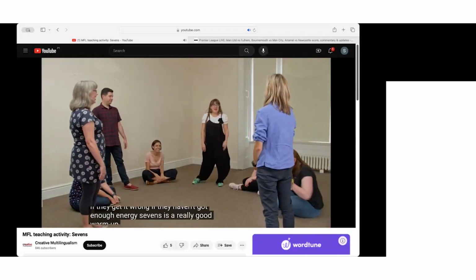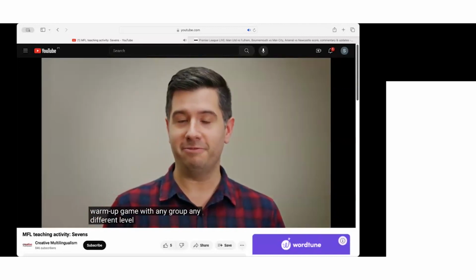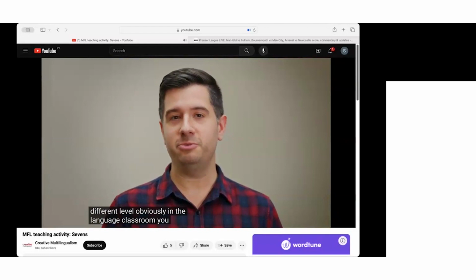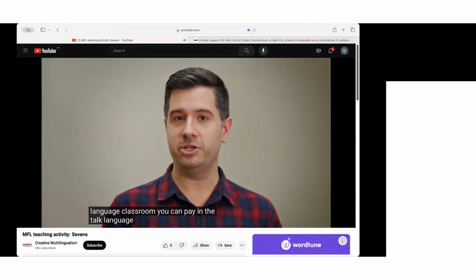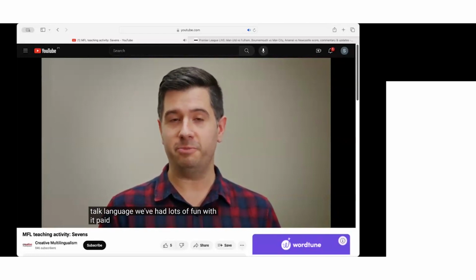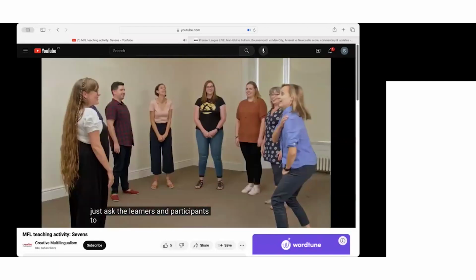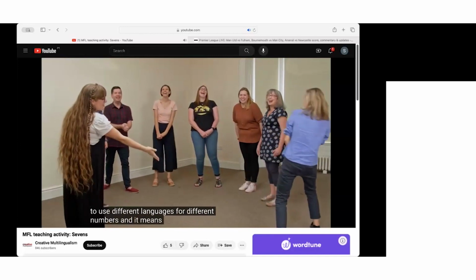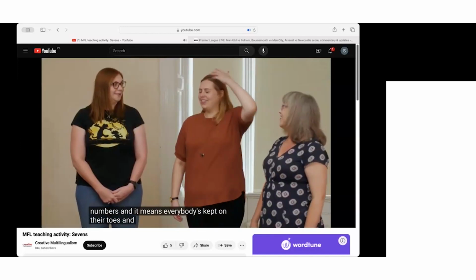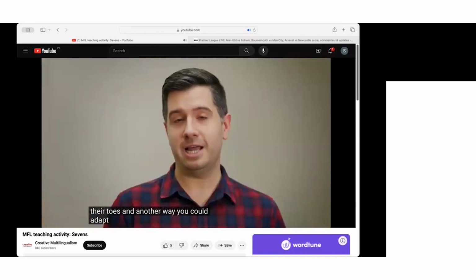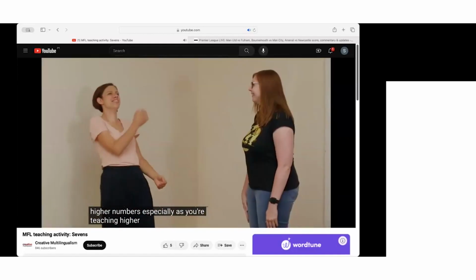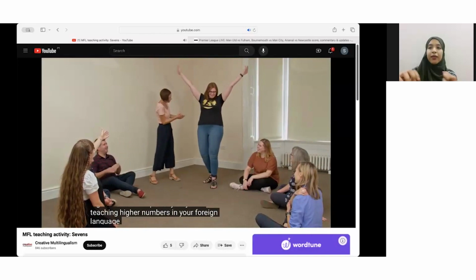Sevens is a really good warm-up game with any group, any different level. Obviously, in the language classroom, you can play it in the taught language. We've had lots of fun with it played with different languages. So you just ask the learners and participants to use different languages for different numbers. It means everybody's kept on their toes. And another way you could adapt the game is to go obviously to higher numbers, especially as you're teaching higher numbers in your foreign language.